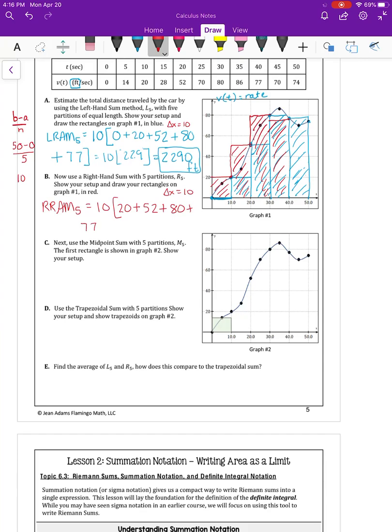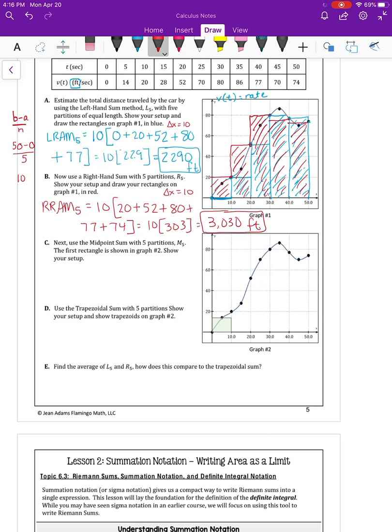And then the right hand would be for the next one, the function's value at 30, which we see as 80. And then the right hand, which is our function's value at 40. And our function's value at 40 is 77. And then we use the right hand, which is our function's value at 50, which is 74. So this is going to be 10 times 303, giving us 3,030. And again, that would be feet.